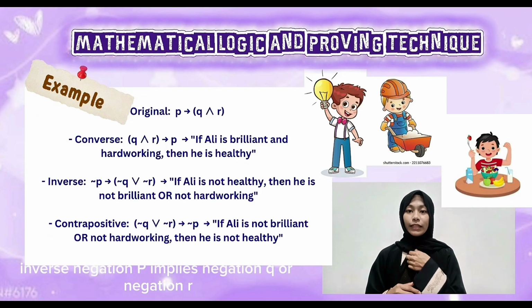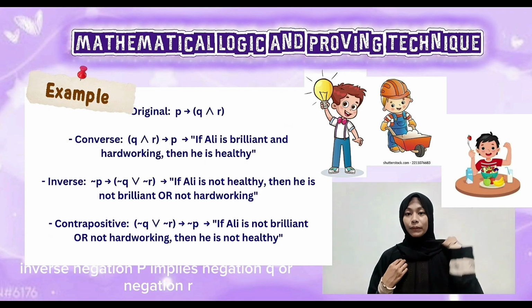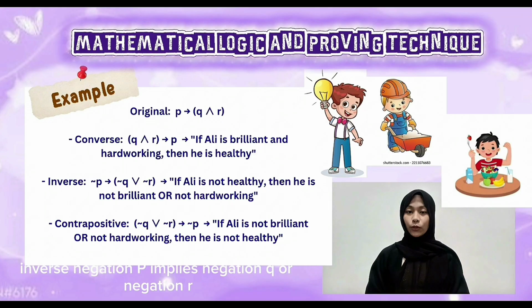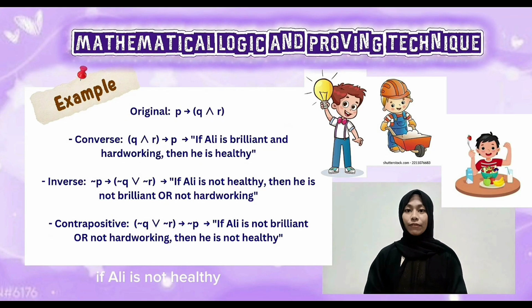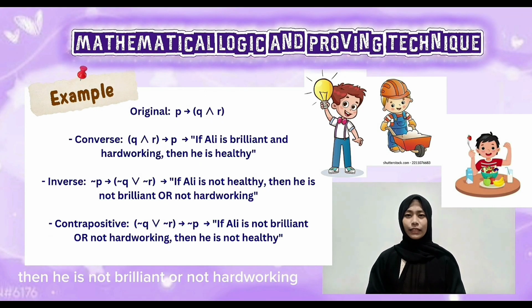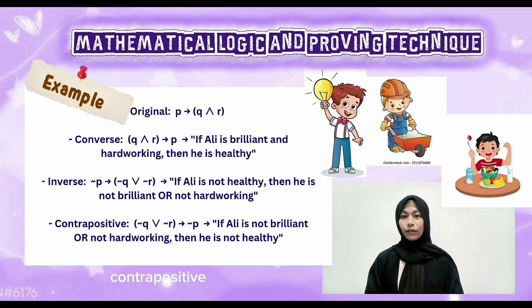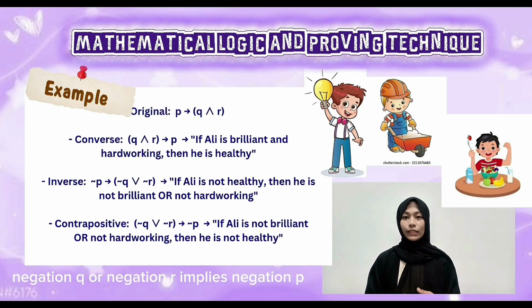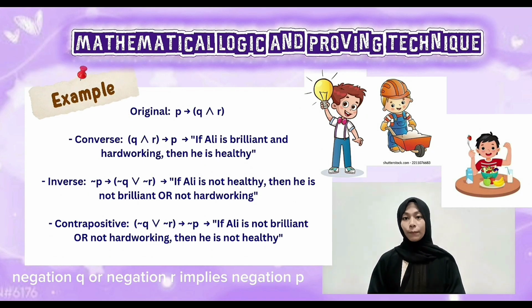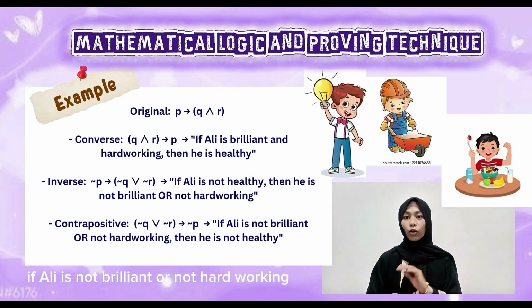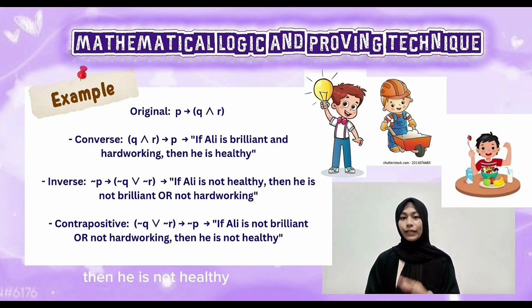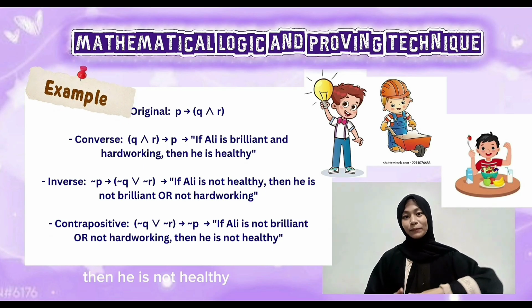Inverse: negation P implies negation Q or negation R. If Ali is not healthy, then he is not brilliant or not hardworking. Contrapositive: negation Q or negation R implies negation P. If Ali is not brilliant or not hardworking, then he is not healthy.